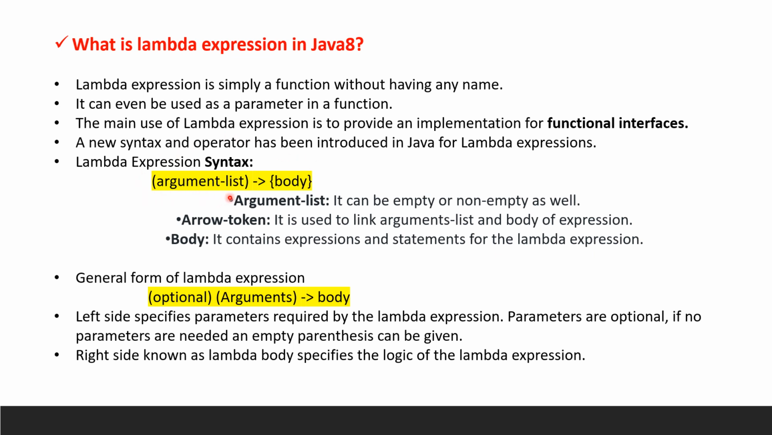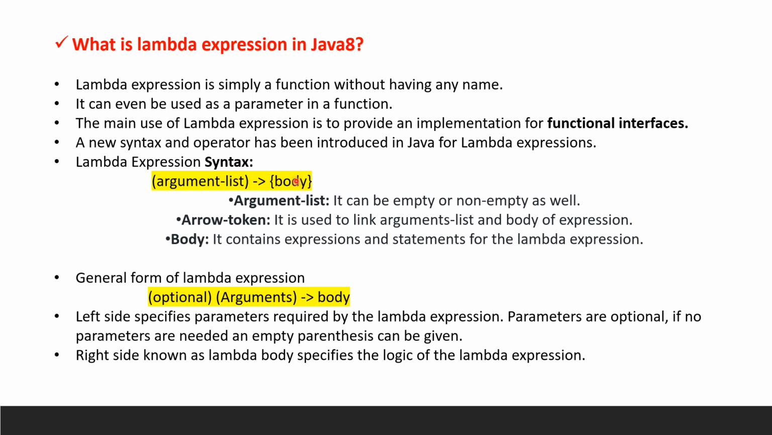It has an argument list, an arrow mark, which is the pointer we can say, and a body. The argument list can have parameters, or it can be empty as well. So it can be empty or non-empty. And why is this arrow token used here? It is used to link the argument list to the body of the expression.